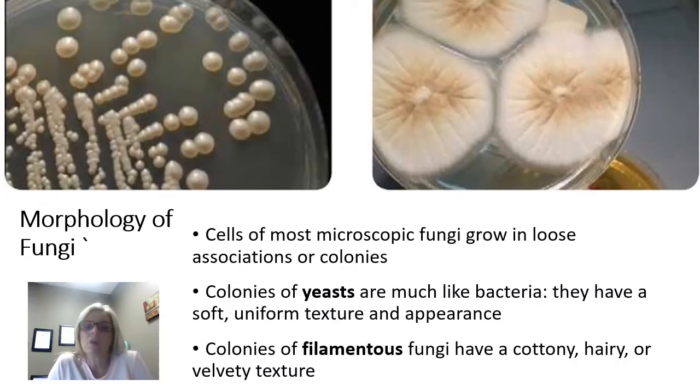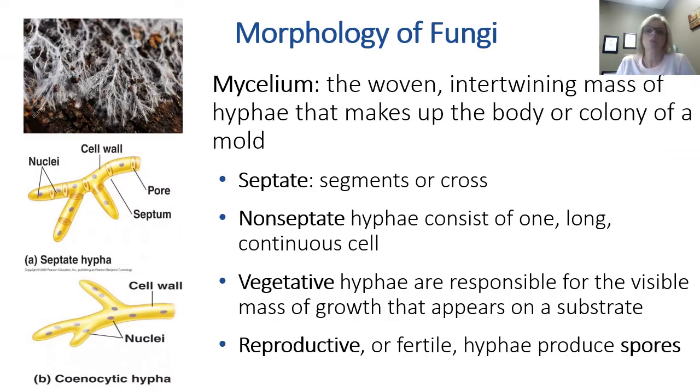Most of the microscopic fungi are going to grow in a loose association or colony. Over here on the left, you can see a colony of yeast. It's much like bacteria, with a soft, uniform texture and appearance. Colonies of filamentous fungi are going to have a more cottony, velvety texture. So here we're looking more at the filamentous type. Mycelium is a mass of hyphae that makes up a colony of mold.